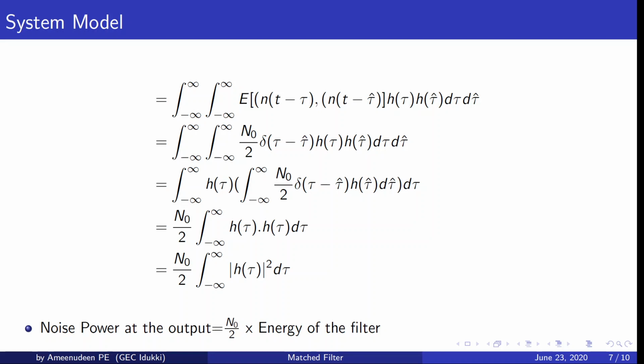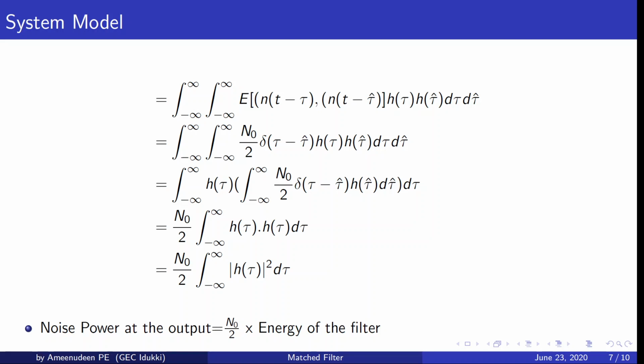We know that this autocorrelation is actually an impulse function, since the noise is white and stationary, and it depends only on the time difference. So it is n naught by 2 delta of tau minus tau cap into h of tau into h of tau cap d tau cap. Rearranging, it is equal to integral minus infinity to infinity h of tau integral minus infinity to infinity n0 by 2 delta of tau minus tau cap into h of tau cap d tau cap.